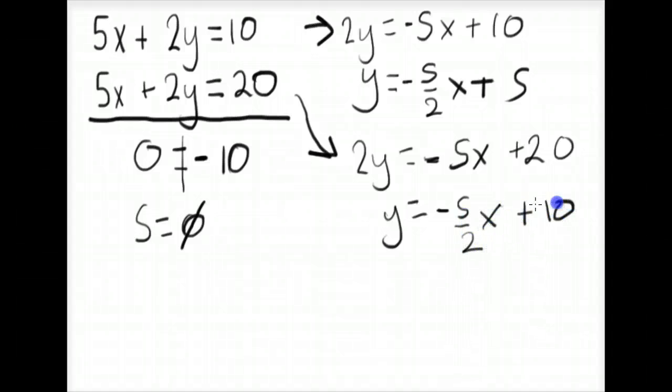So these equations are actually parallel to each other because they have the same slope. They have different y-intercepts, so we know they're parallel. So for that reason, they're never going to intersect, and that's why there is no solution to this system. This concludes this section on the beginning of solutions of systems of linear equations.